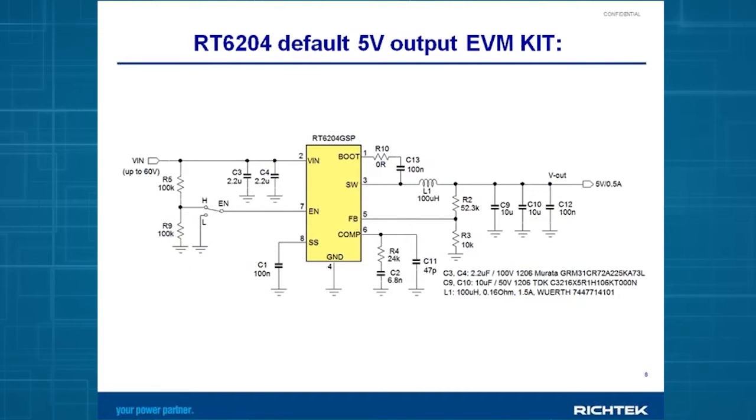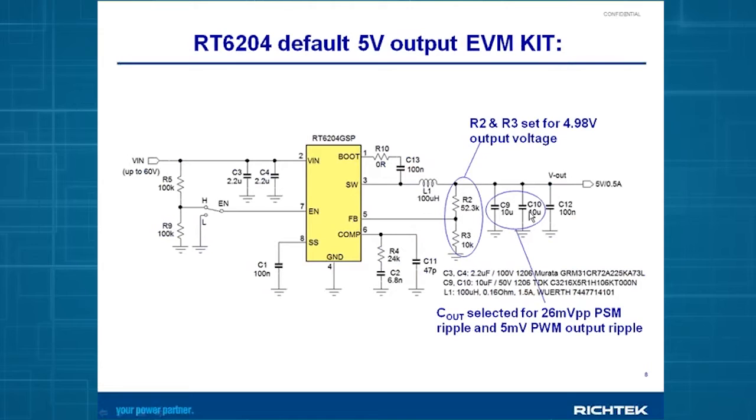Let's have a look at the actual 5-volt default output of the evaluation kit and see what kind of components we chose to get the certain performance. First of all, we set the output voltage with the resistors for 4.98 volts, so around 5 volts. We have selected the output capacitors for around 26 millivolts ripple in the pulse skipping mode, but when you go to the PWM mode, so the continuous conduction mode, this ripple will become much smaller, only 5 millivolts.